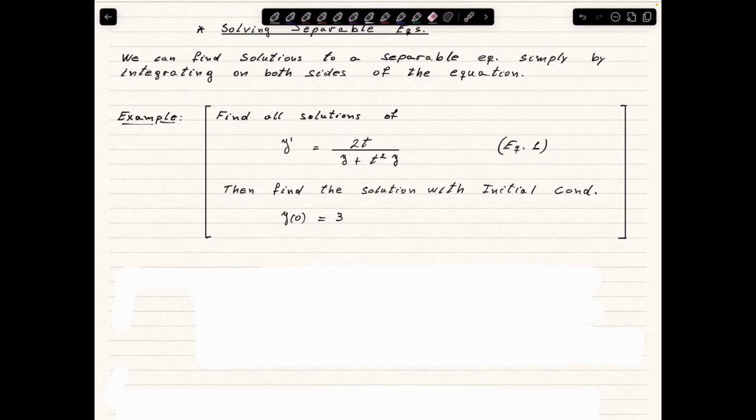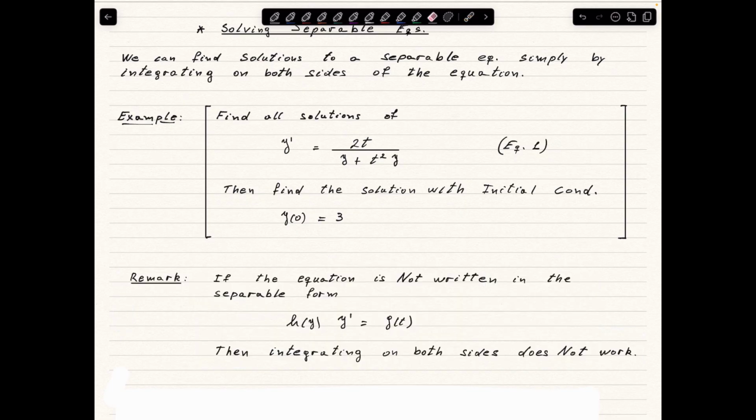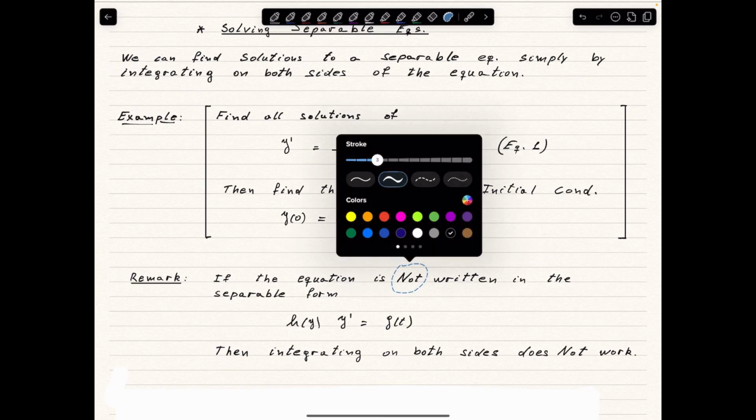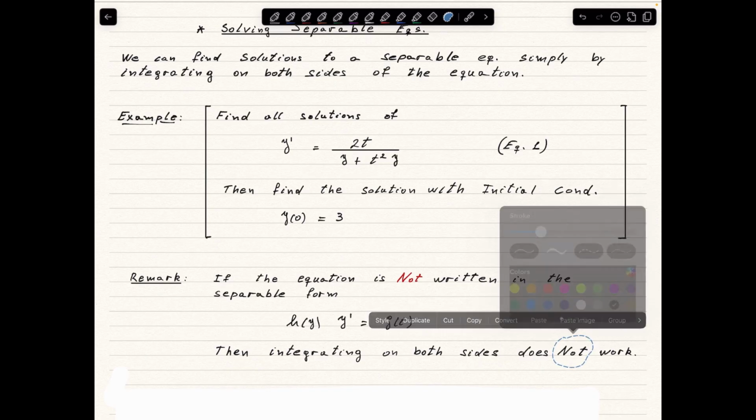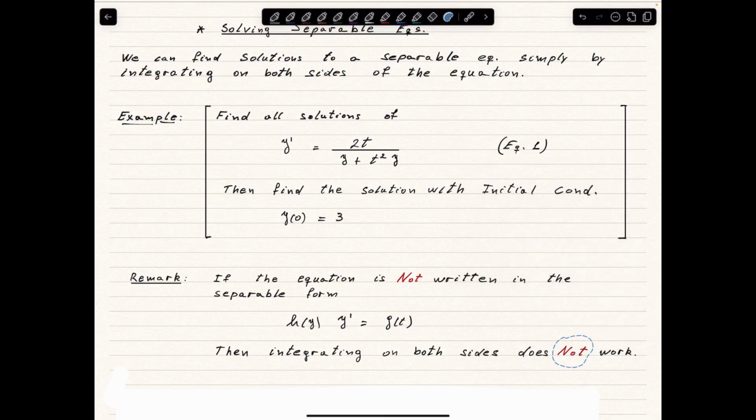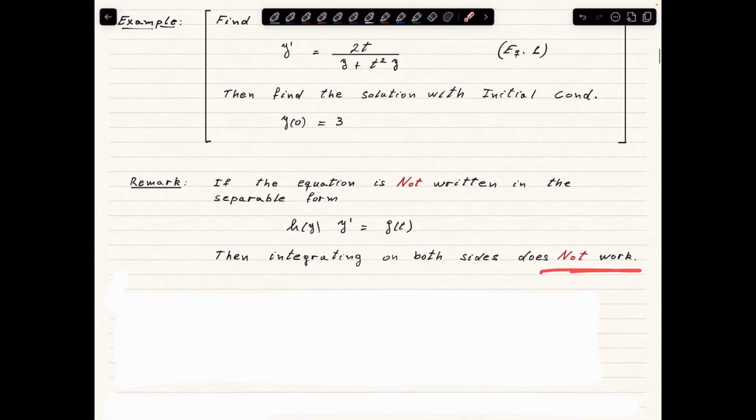If the equation is not written in the separable form, then integrating on both sides is not going to work. For example, here, it's not going to work to integrate on both sides. Let's see that.